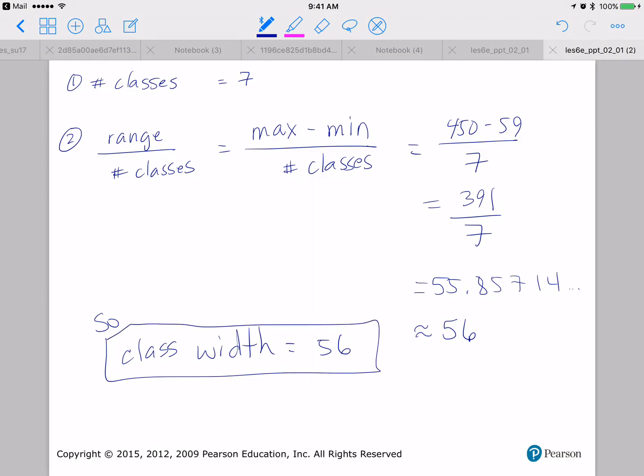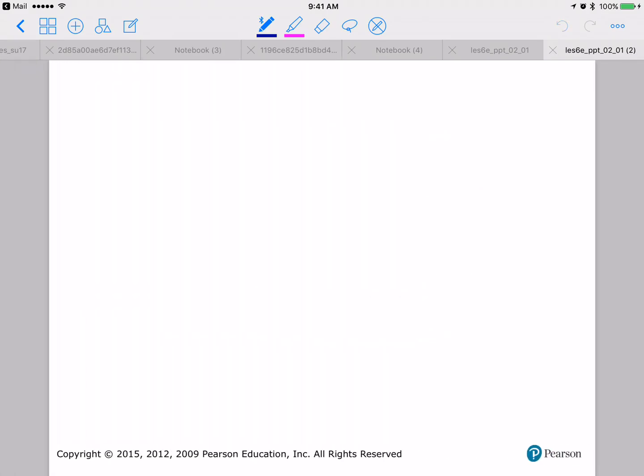Okay, so this is going to be our class width. And we know our number of classes is equal to 7. So the next part we want to do is find our class limits. So here's how we're finding our class limits.